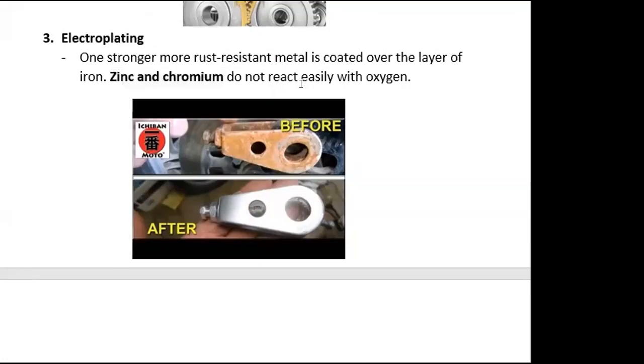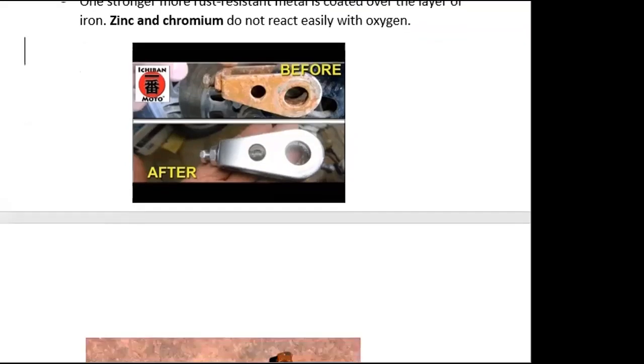Okay, guys, so before you have a rusted piece of metal, and at the end you have a strong finish that isn't going to rust very easily, like your stainless steel pots and pans, as well as your spoons. If they're high quality, if they've been electroplated, which just means that a more resistant metal is coated over the original metal, then it's never going to rust.